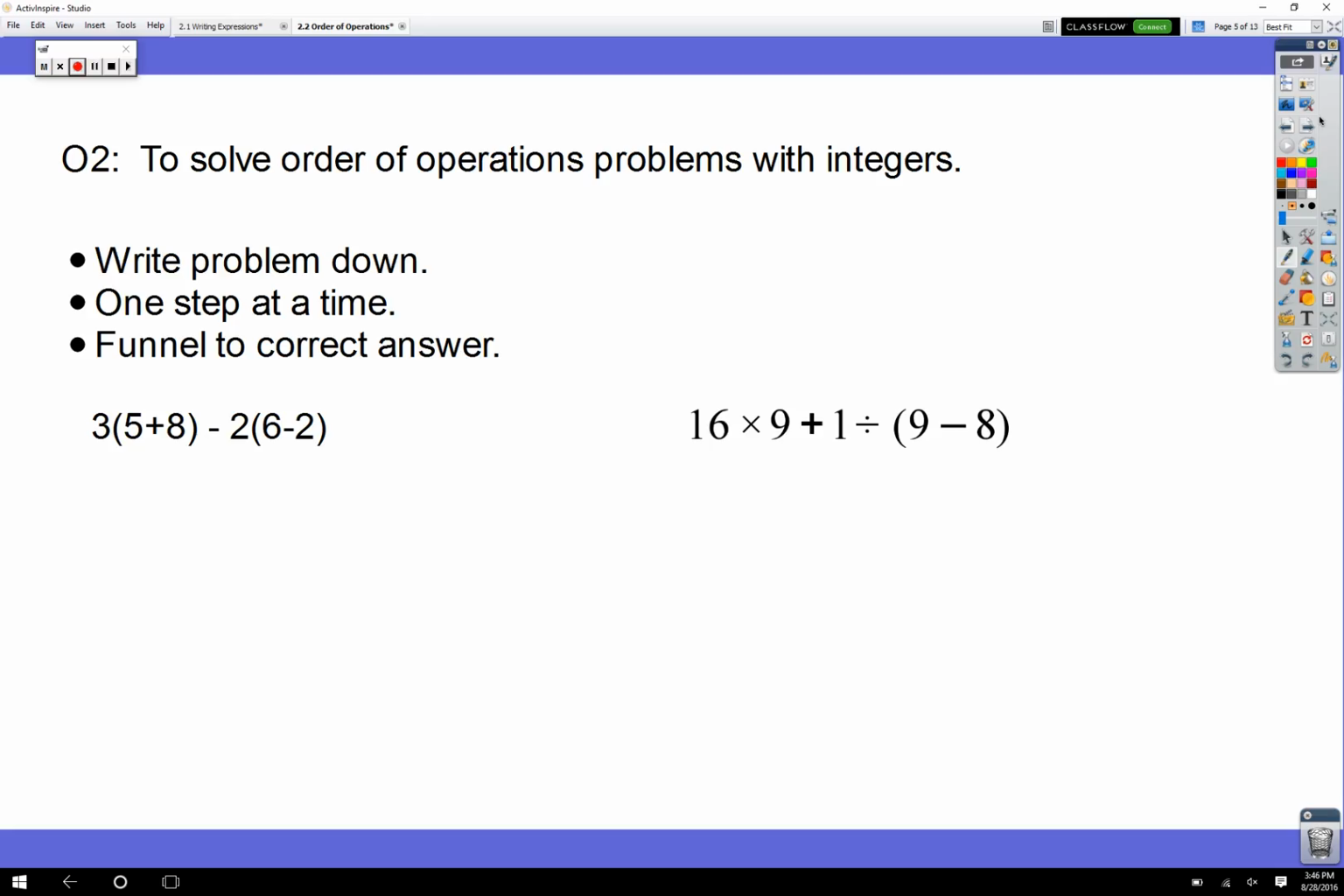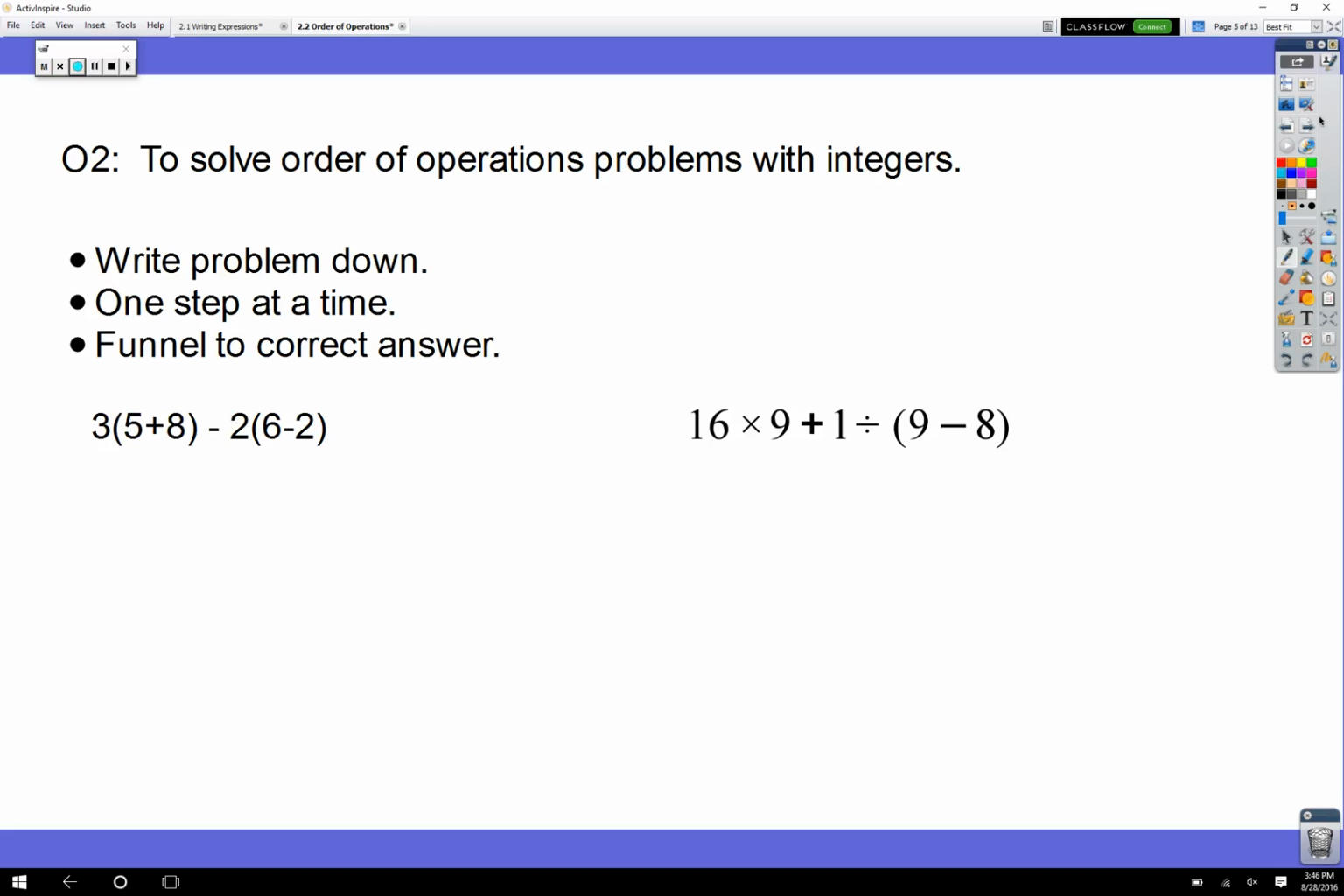Okay, objective 2 is to solve order of operations problems with integers. And we're going to start with integers just because it's a little bit easier to work with. You can have order of operations problems with fractions and decimals and all sorts of things. I want you to do this in a very specific way. I want you to make sure that if you're doing a problem out of your textbook that you first write the problem down. This is important so that you can see on your paper how you're getting from one part to the next, and you need to start with the original problem. You're going to do one step at a time, and you're going to funnel to the correct answer.